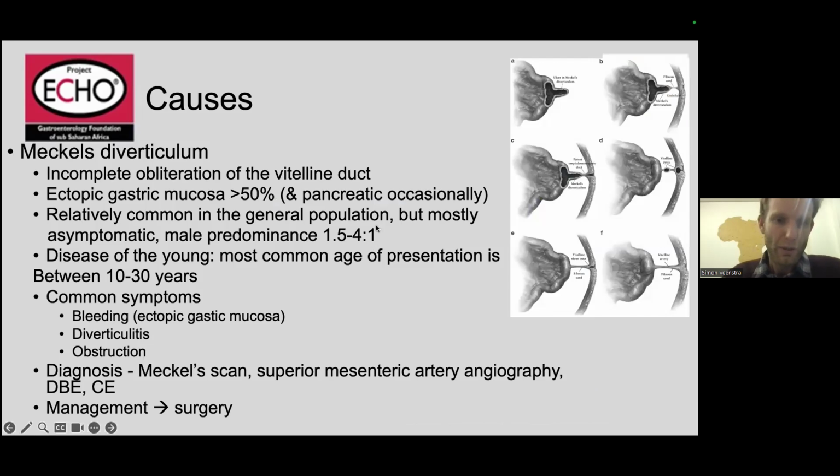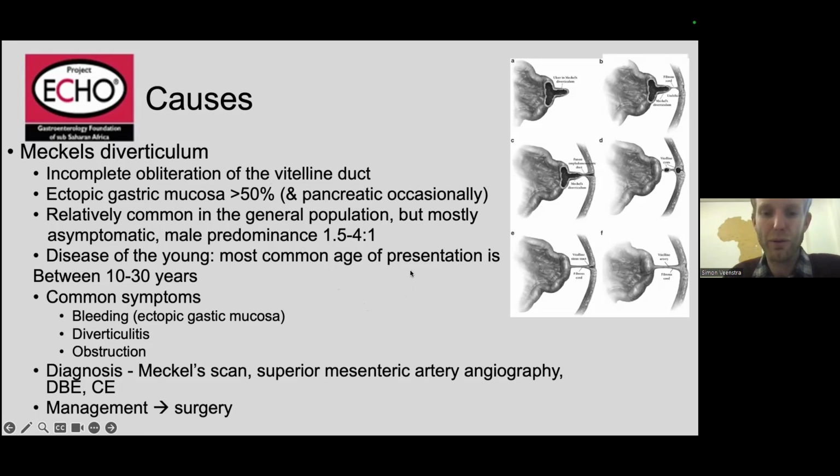And then lastly, in terms of the causes that I'm going to be discussing, is that of Meckel's diverticulum, which is a congenital disorder, which results from incomplete obliteration of the vitelline duct. And in more than 50% of cases, you get ectopic gastric mucosa. It's actually relatively common in the general population, but the majority are asymptomatic. There is this male predominance.